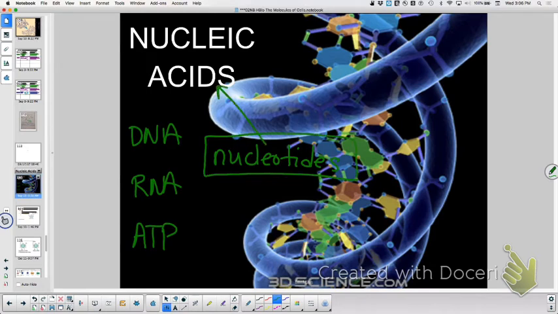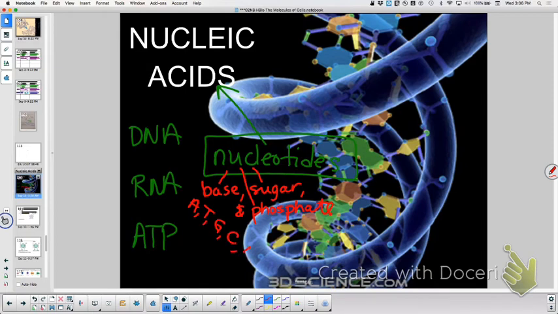Nucleotides build nucleic acids. Nucleotides consist of 3 things: a base, a sugar, and what? Phosphate. Okay? All right, nucleotides build nucleic acid. What is a nucleotide? A base, a sugar, and a phosphate group. How many different bases do we have? 5. Okay. Adenine, thymine, guanine, cytosine, and uracil.